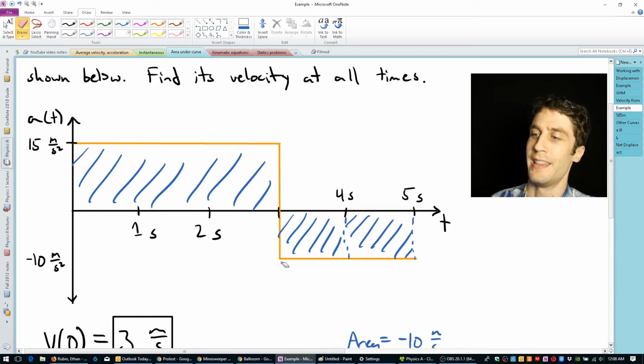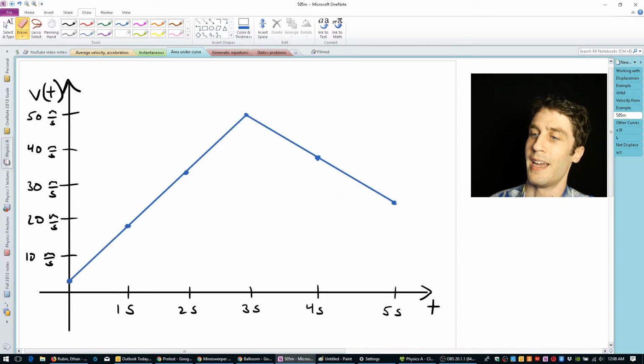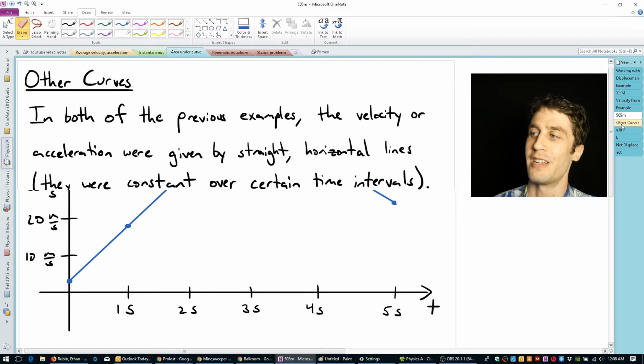We had a constant acceleration and then a constant acceleration, and we found this nice constant velocity. Does the velocity, when we're working towards displacement, need to be constant? When we're working towards velocity, does the acceleration need to be constant? No, of course not. Velocity and acceleration are free to change.